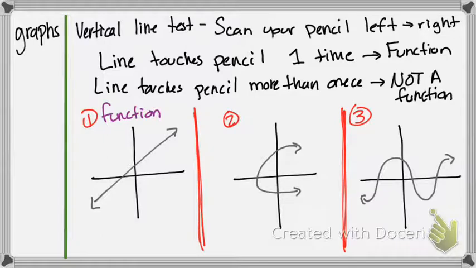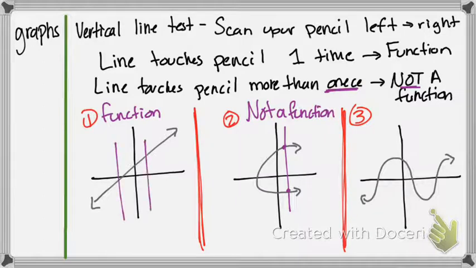Number 2, I get my pencil, I'm scanning it. Right here, it touches 2 times. Right here and right here. Even if I scan it a little bit more to the right, it still touches 2 times. If it touches more than once, it is not a function. So number 2 is not a function, right? Number 1 was a function because anywhere on the line, it only touched the pencil once. Here, it touches 2 times until it gets to the very tip where it only touches once.